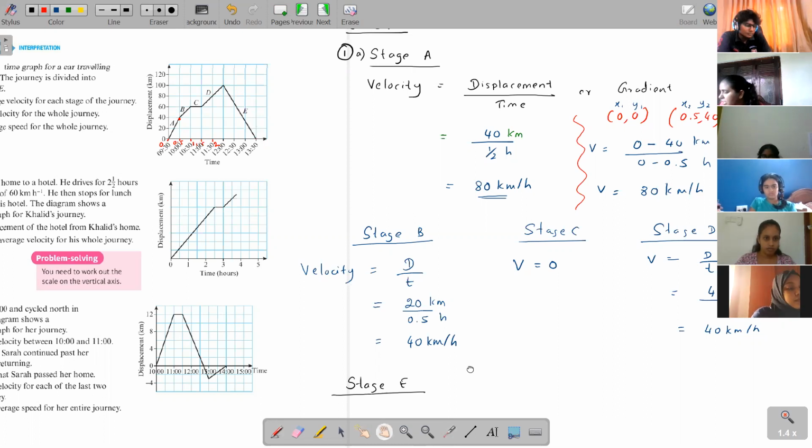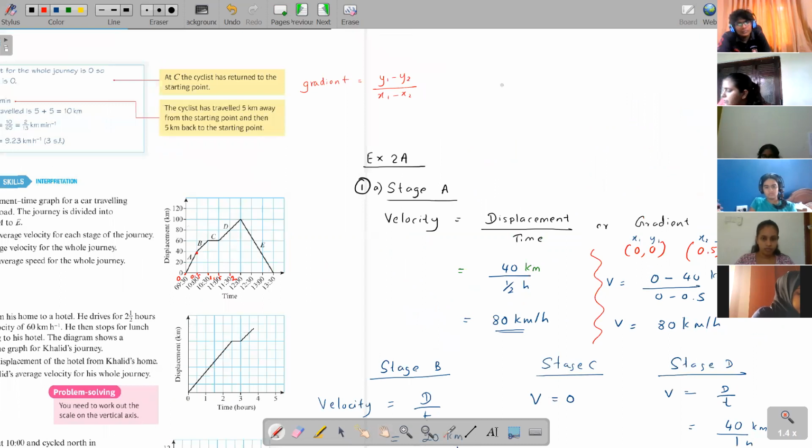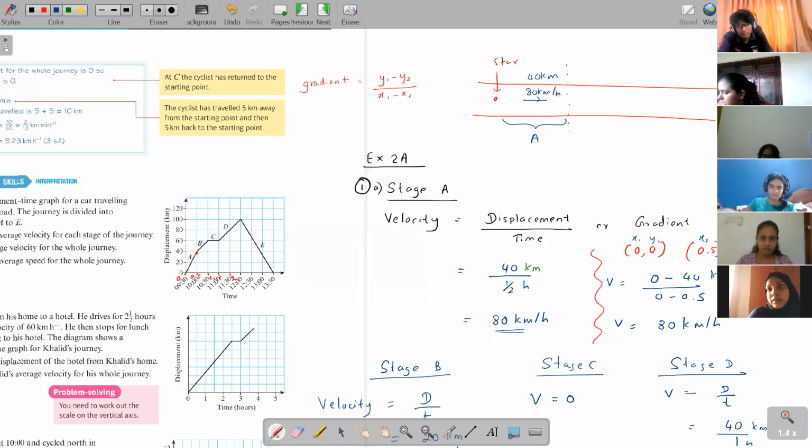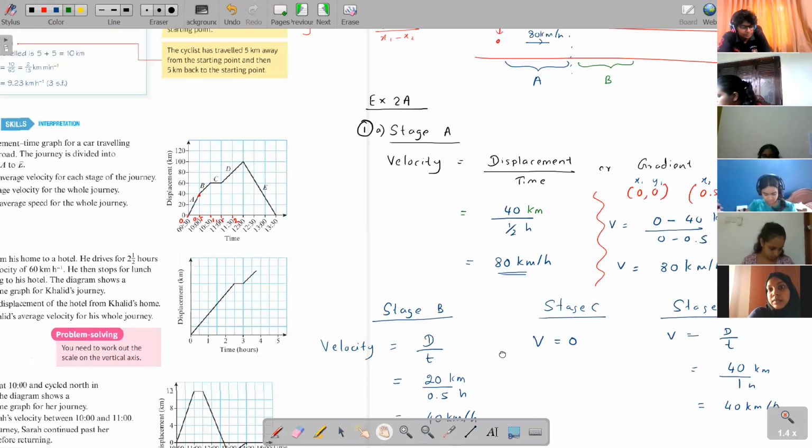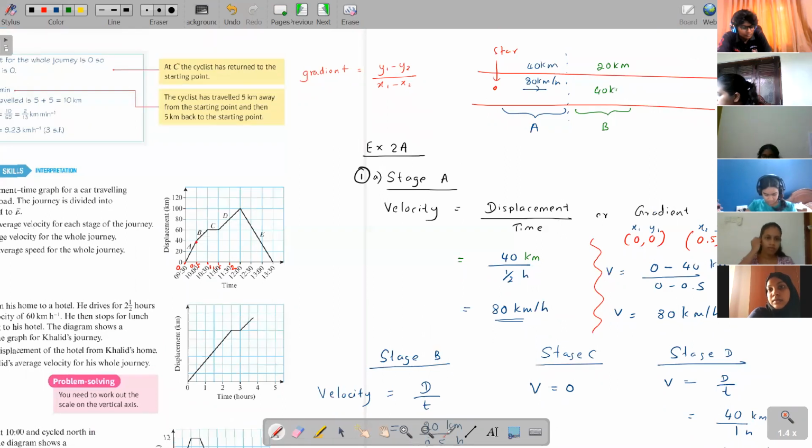So if I give you a detailed road map, this is the road. This is the starting point. So at stage A, what's happening? At stage A, you travel 40 kilometers at 80 kilometers per hour. Then you come to stage B. At stage B, you have a displacement of 20. Stage B velocity is 40 kilometers per hour. And then you come to stage C.